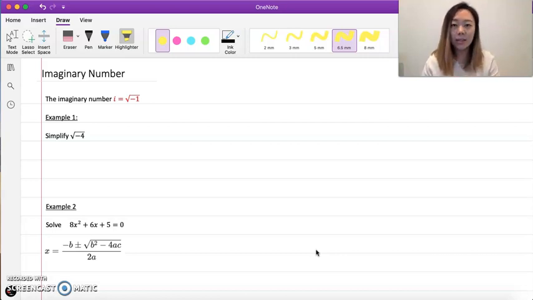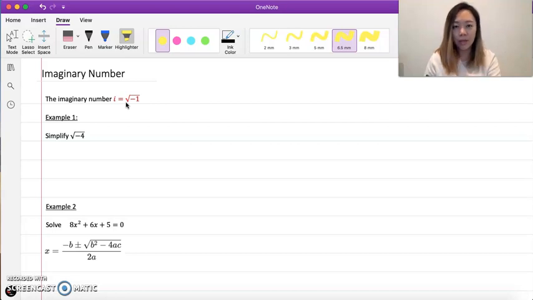So the very last lesson of the year is called the imaginary number. So go ahead and title your notes, imaginary number. So let's take a look. Imaginary number, which is notated by the letter i, is equal to the square root of -1. So let's think about that.